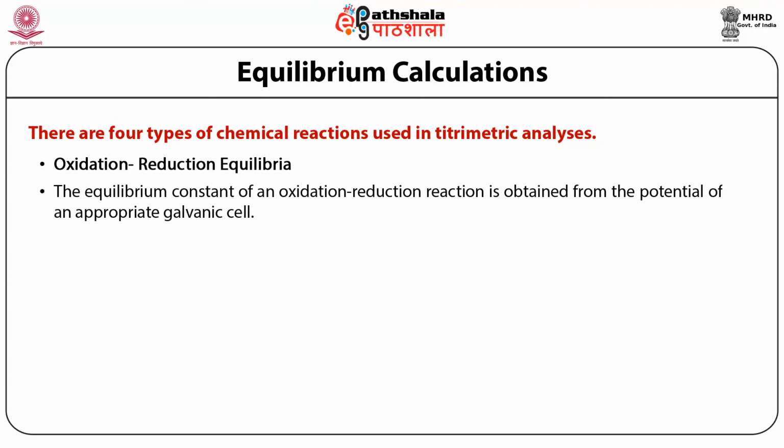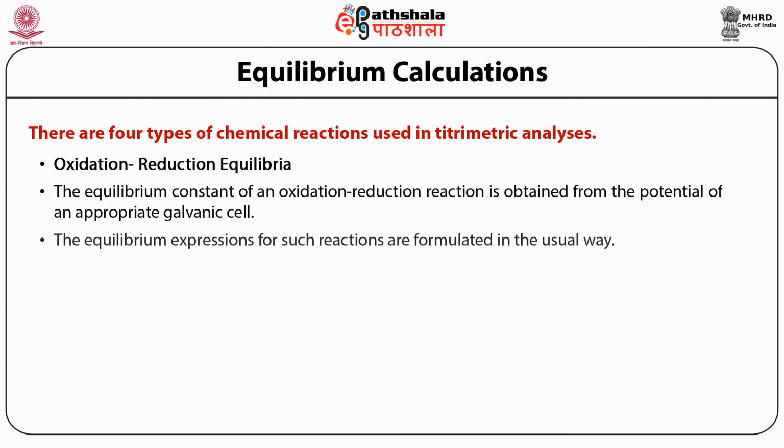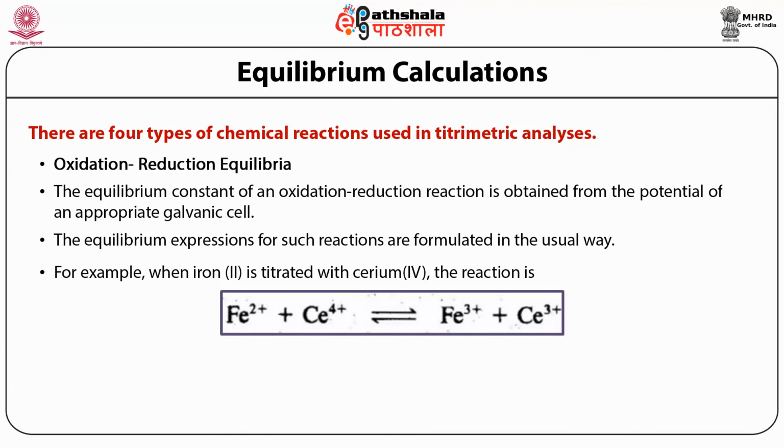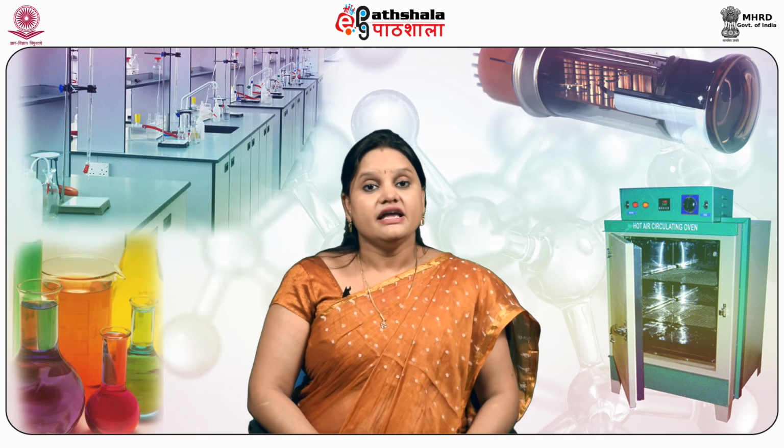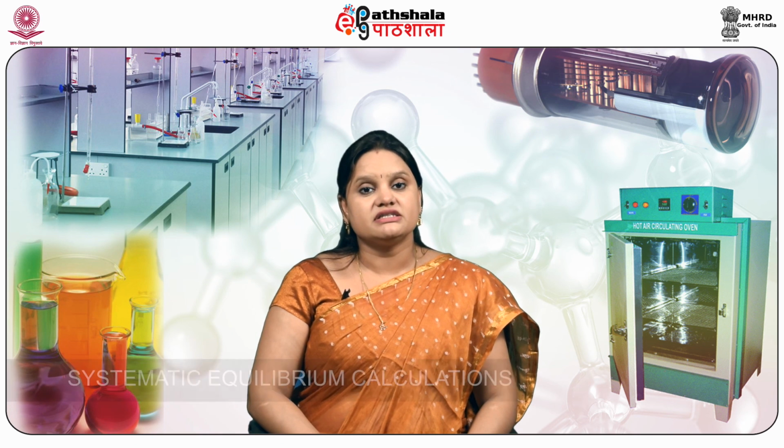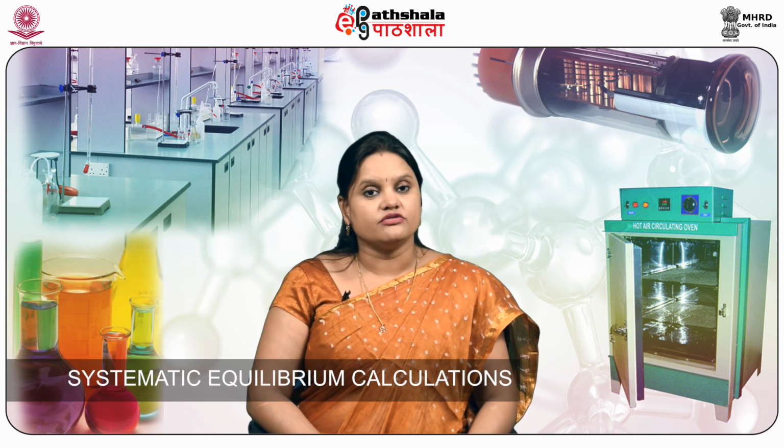The equilibrium constant of an oxidation reduction reaction is obtained from the potential of an appropriate galvanic cell. The equilibrium expressions for such reactions are formulated in the usual way. For example, when iron 2 is titrated with cerium 4, the reaction is depicted here and its equilibrium constant also. Here we are discussing the systematic equilibrium calculations.